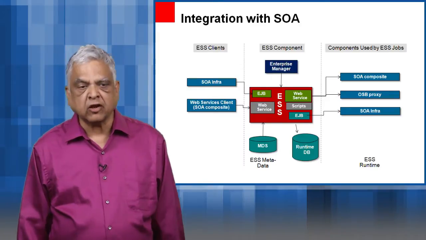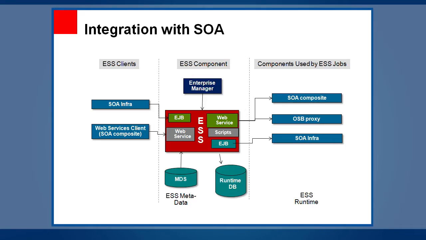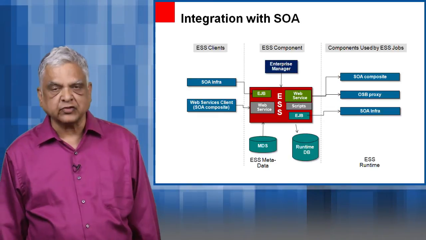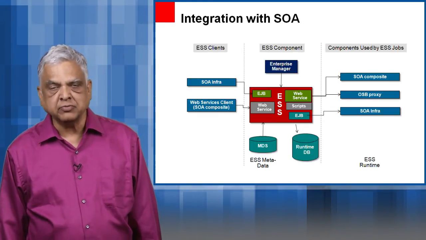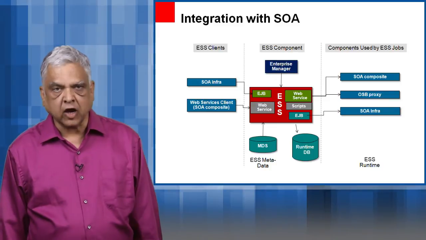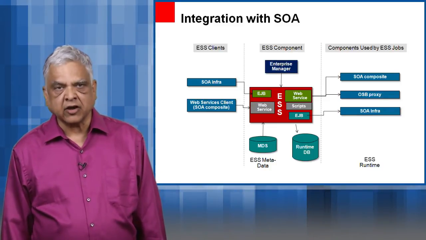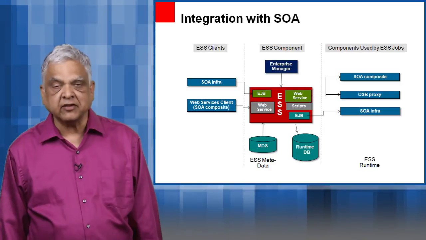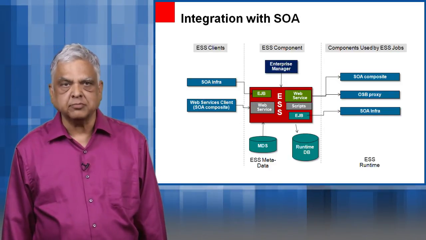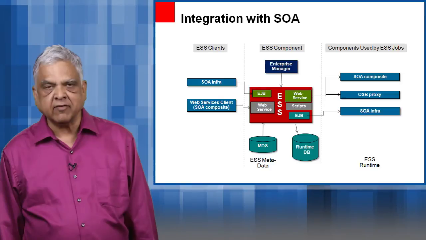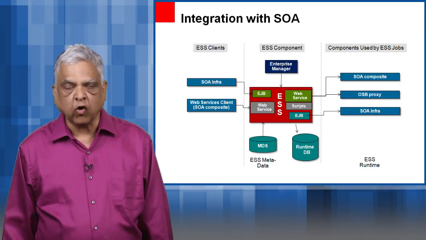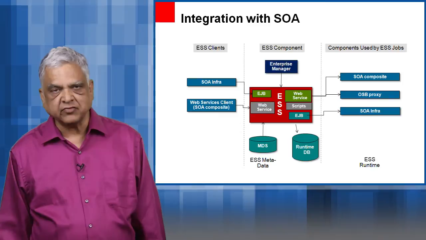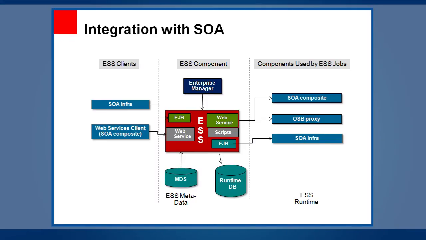So this is a picture of the architecture of ESS. You have on the left hand side EJB, and you can submit jobs using APIs, and that's what SOA Infra does. It uses the ESS APIs to submit jobs and to query status of jobs. And in the case of web service, there's another interface called a web service interface for submitting jobs, and SOA Composite and JDeveloper has tooling to invoke the web service to submit a job to ESS from BPEL. So those are the two main ways you submit jobs for ESS.